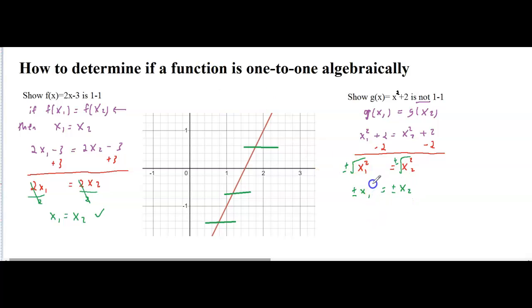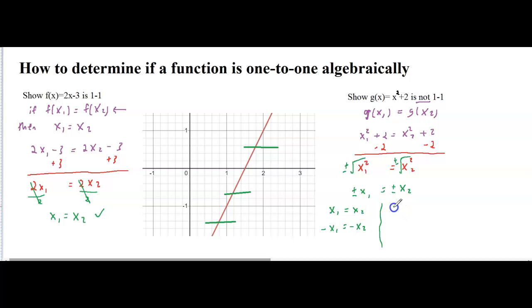And so this is a little interesting. We have plus or minus x1 is equal to plus or minus x2. This actually divides into several different cases. We have to use all the combinations of the pluses or minuses. So for example, we could say that positive x1 is equal to positive x2, which is what we expect. We could also say that negative x1 is equal to negative x2, which is the same thing as x1 equaling x2. So both of these would be fine to meet the standard for a one-to-one function.